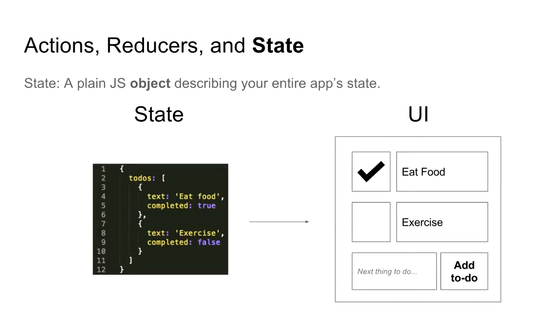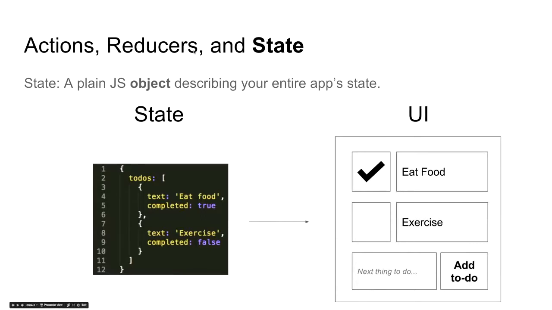So all of your application state is just stored in a plain old JavaScript object. And for the purposes of this talk, we'll just have a little to-dos app that we have. So our application state is pretty simple here. We have a plain old JavaScript object with the to-dos property, which is just an array of to-dos objects. And you can see that each of those objects has a text property.